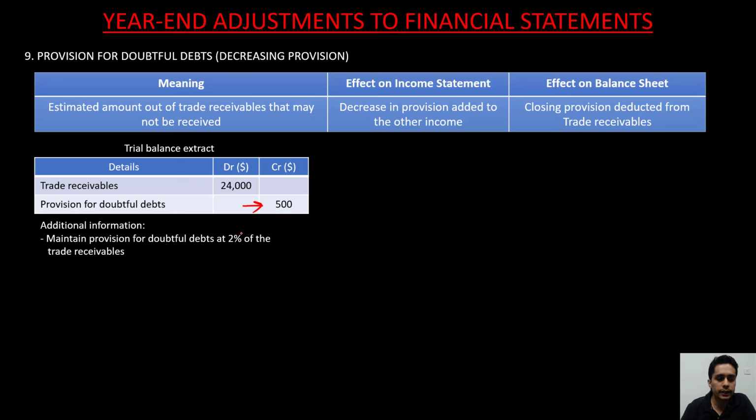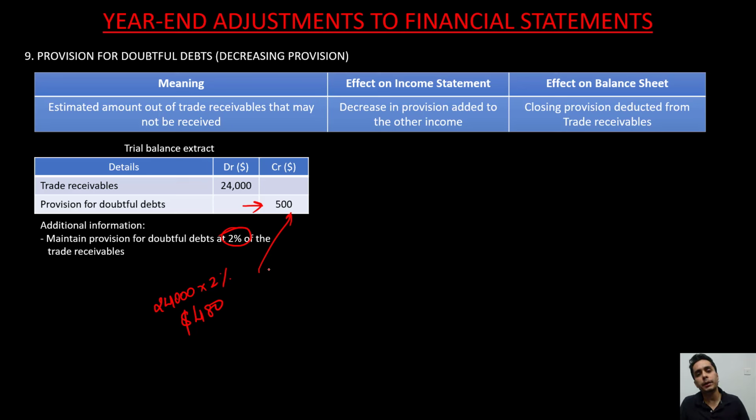In the additional information, they say that 2% of the current trade receivables they need to maintain as doubtful debts. Before going to the income statement, let me show you the calculation. Now, if I take 24,000 into 2%, what I'm getting is $480. I need to maintain a provision for doubtful debts of $480 at the end of current year. But how much have I brought forward from the previous year? $500. This means that I'm already holding extra $20 as provision for doubtful debts, which is not required anymore.